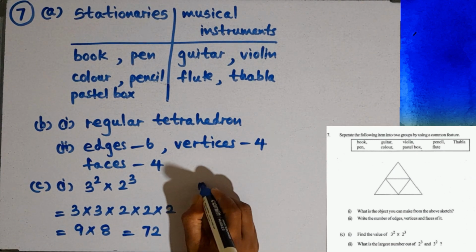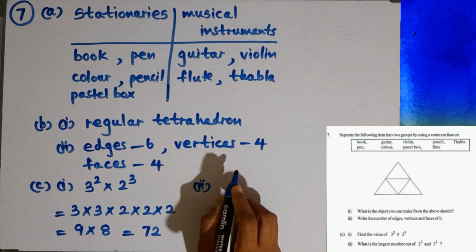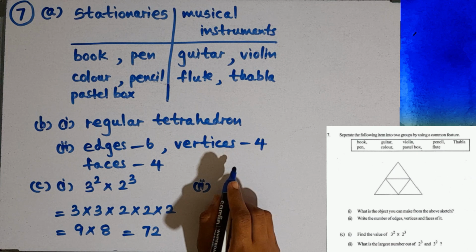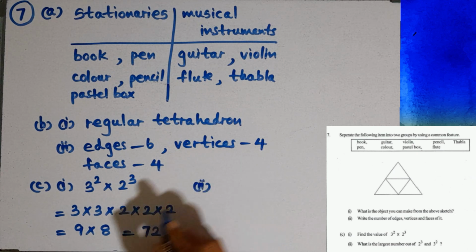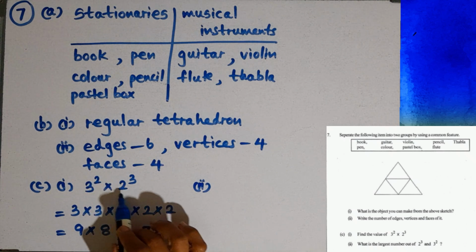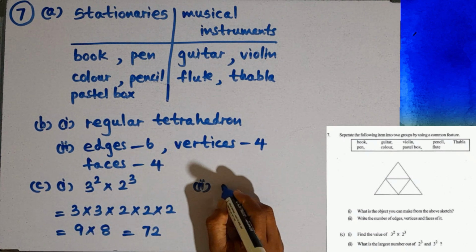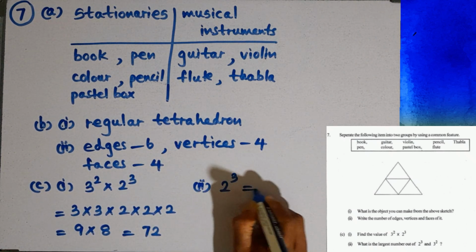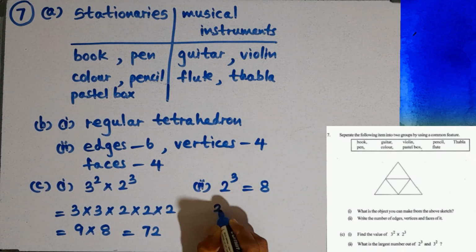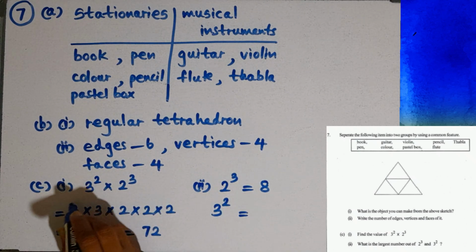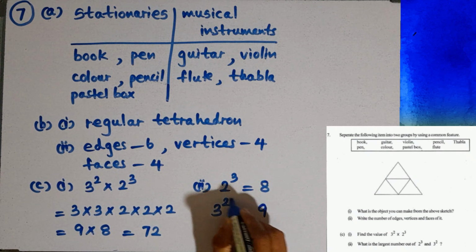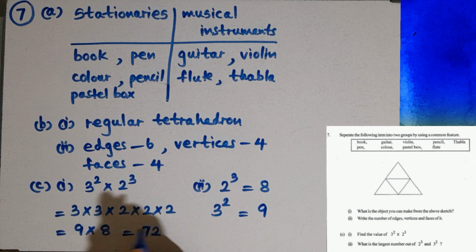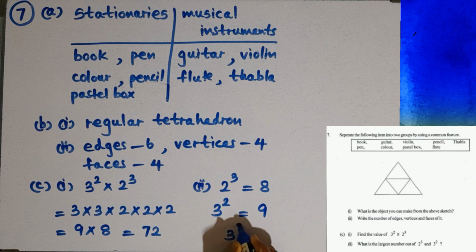Then second part, what is the largest number out of 2 to the power 3 and 3 to the power 2? 2 to the power 3 is equal to 8. Then 3 to the power 2, that is 9, 3 into 3. So the largest one out of this is 3 to the power 2.